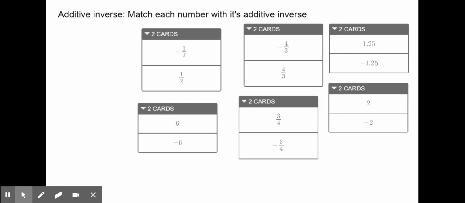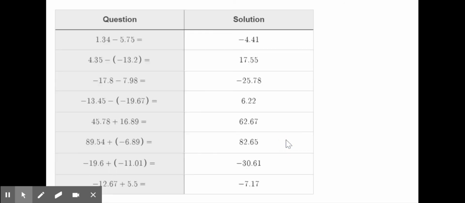All right, next, additive inverse. Remember, the definition of additive inverse is the opposite of a number, or it's a number that can be added to an original number to have a sum of 0. So we should have negative 1/2 and positive 1/2, negative 4/3 and positive 4/3, 1.25 and negative 1.25, 6 and negative 6, 3/4 and negative 3/4, 2 and negative 2.